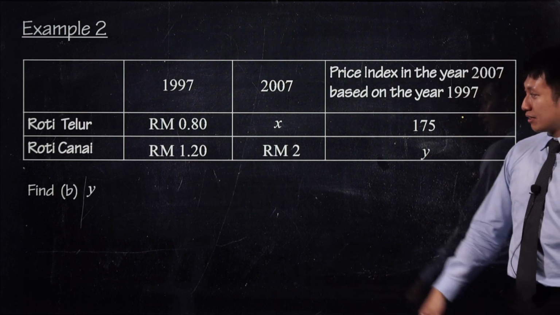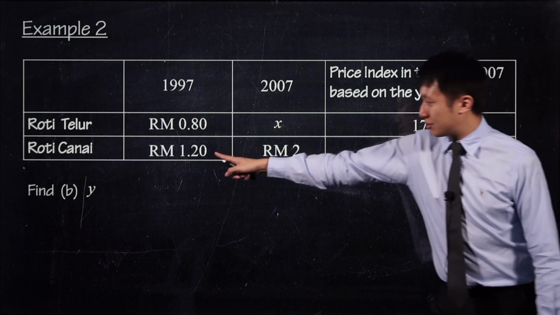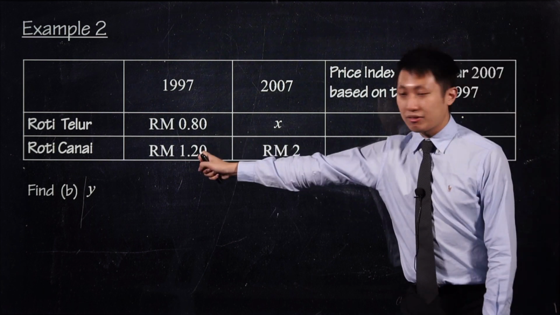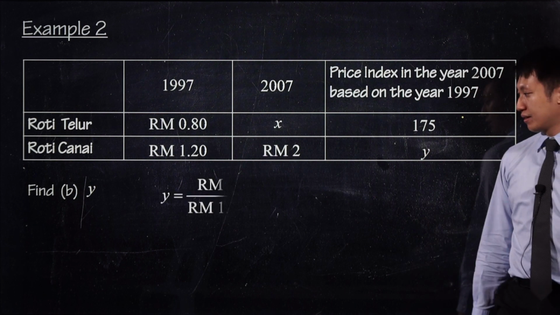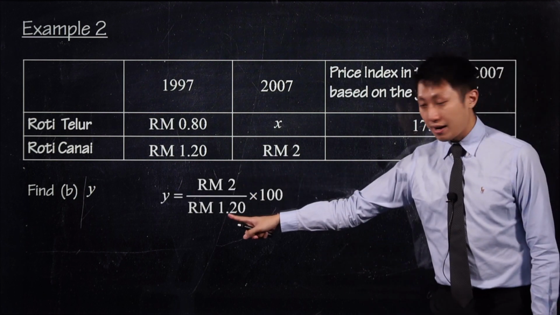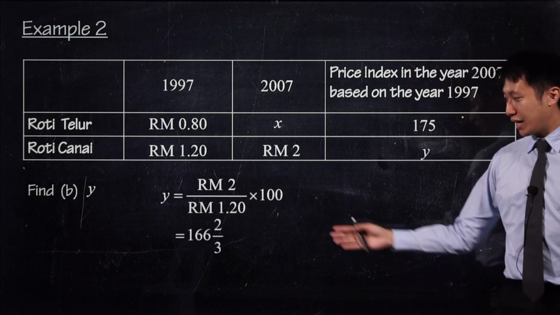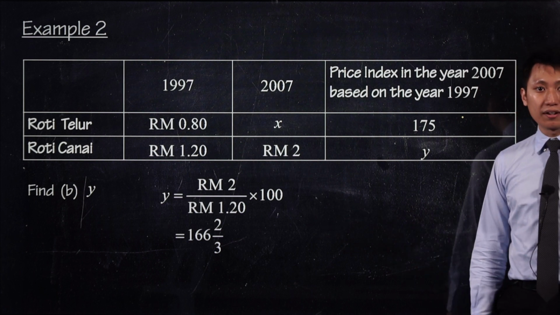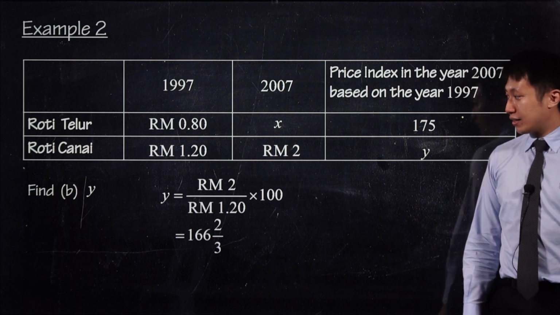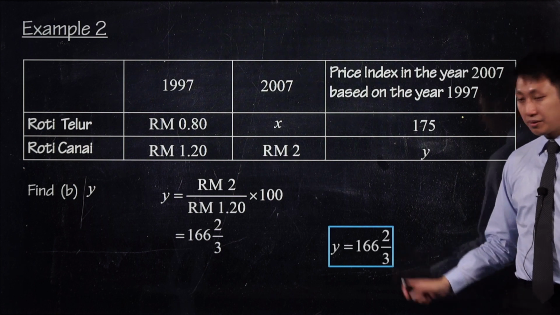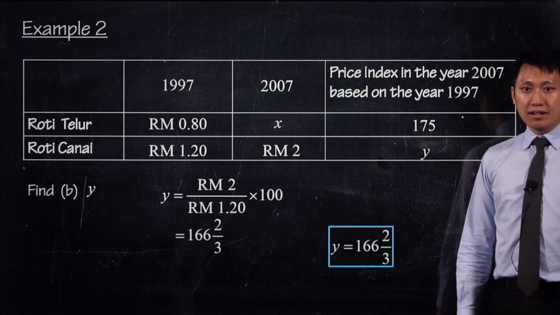All right, next, I want to find this Y. Based on these two, right? So I take this one divided by this one times 100, I'll get Y. Okay, 2 divided by 1.2 times 100, I'll get 166.67. Okay, great, no problem. So I get this one. Okay, great.